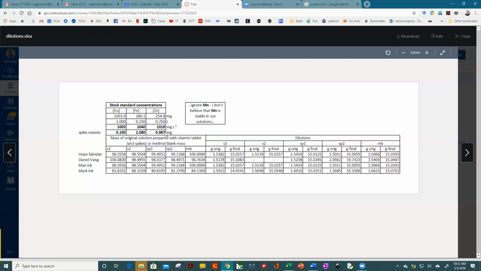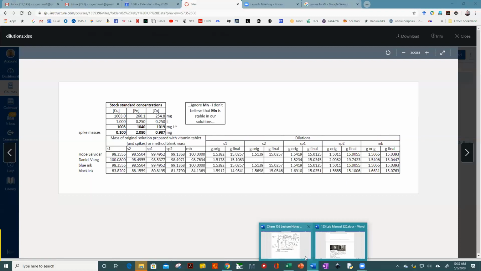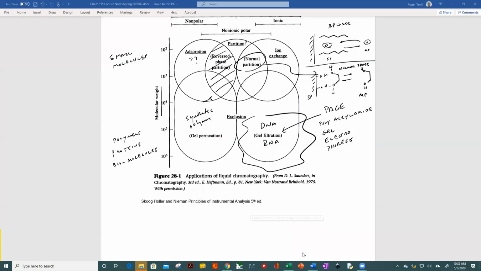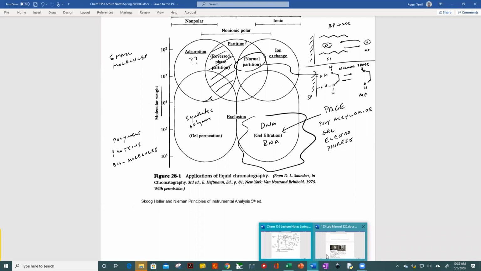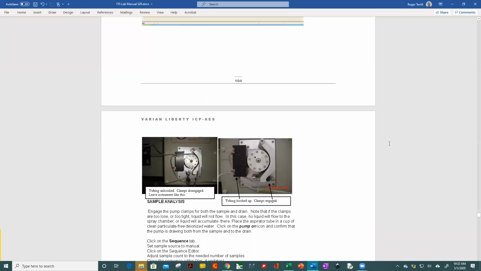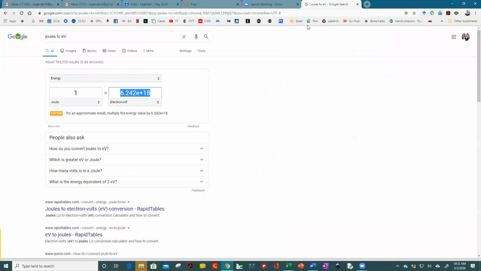Sorry, what was the conversion value again? For what? For the electron volts. Hold on. Let me get over there. I'll just Google that again. Joules to eV. Yeah, 6.242 times 10 to the 18th. Thank you. You are welcome.